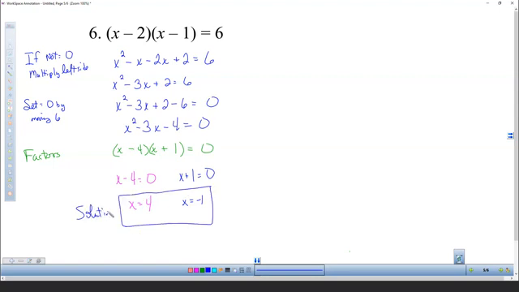So be really careful here. Make sure that you are seeing the difference between the factors of x minus 4, x plus 1, and the solutions of positive 4 and negative 1.